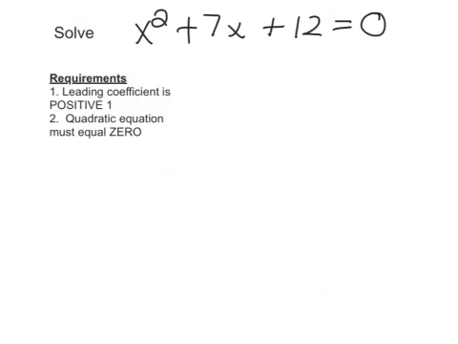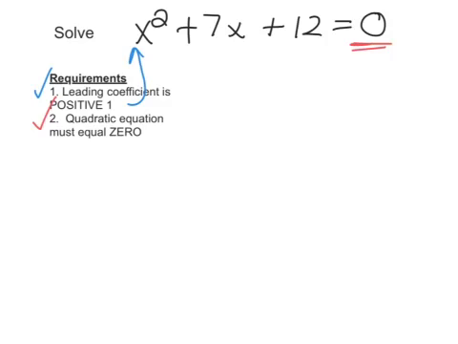So our first equation here, we're supposed to solve the quadratic equation x squared plus 7x plus 12 is equal to 0. Before we can do anything, we need to make sure that we meet our requirements. The first thing we look for is, is our leading coefficient a positive 1? Looking at my leading coefficient right there, it is a positive 1, so we've met that requirement. And we have to check that our quadratic equation is equal to 0. I can see that it is equal to 0, so we've met both of our requirements. So the first thing we're going to do is factor.